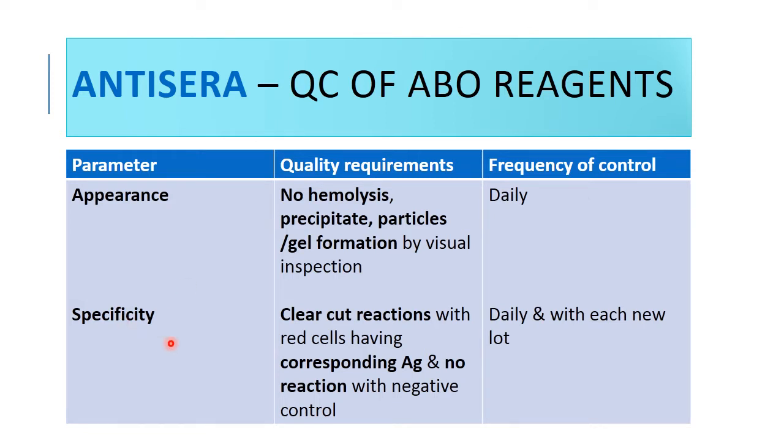The next quality control measure is the specificity. That means to what extent specific reactions are obtained with the particular antigen present on the cells. So it should give clear-cut reactions with the red cells having the corresponding antigens and no reaction with the negative controls. That means when the negative cells are there, they should give negative reactions. So here also a daily check or a check with the new lot can be done.